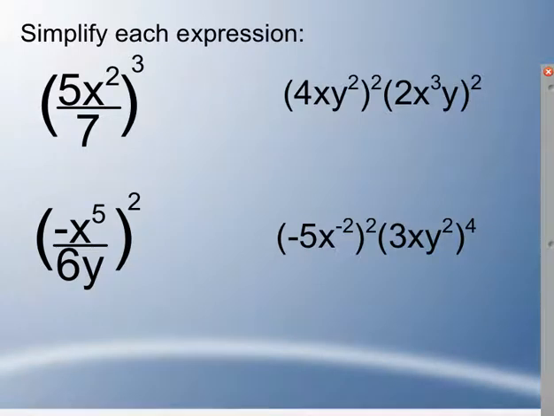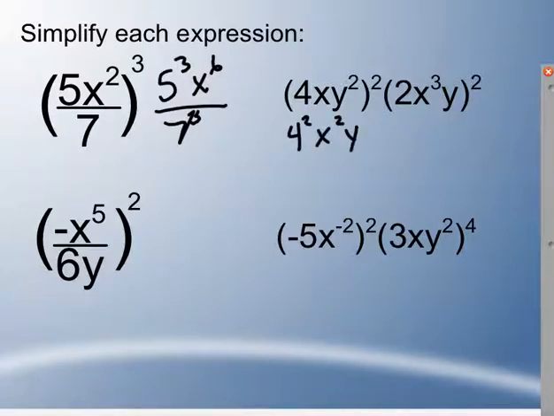Okay, we're going to simplify these expressions. And we need to distribute the exponent outside. So I get 5 to the 3rd x to the 6th over 7 to the 3rd, which we can multiply out to be 125 x to the 6th over 343. And then on this second one, we get 4 squared x squared y to the 4th, I distributed that squared, times 2 squared x to the 6th y squared. And I can combine our similar bases and multiply out. So we get 16 times 4, which is 64.